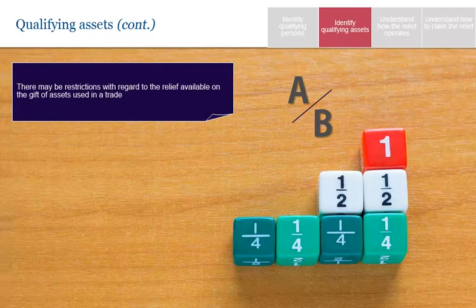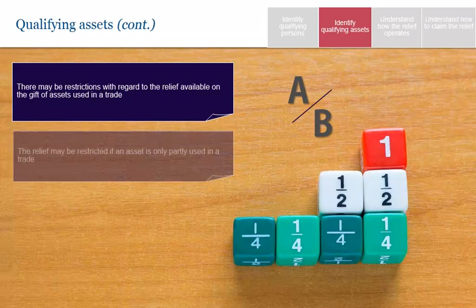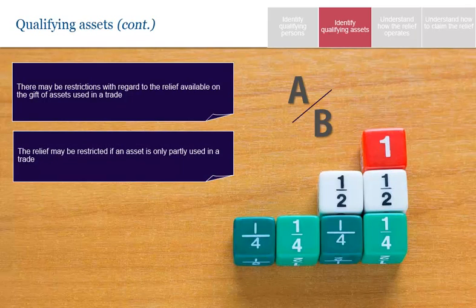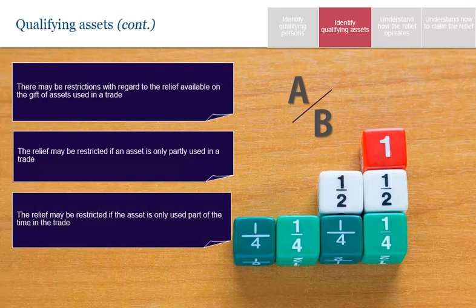Just to interrupt the list of qualifying assets, just for this one screen. Now that we've talked about assets used in a trade, if an asset is used in a trade, but not agricultural land in the context of what I'm about to say, if the asset is only partly used for trade purposes, for example, a flat above a shop, or the asset is only used part of the time of ownership in the trade in question, there will be a proportionate restriction on the holdover relief.